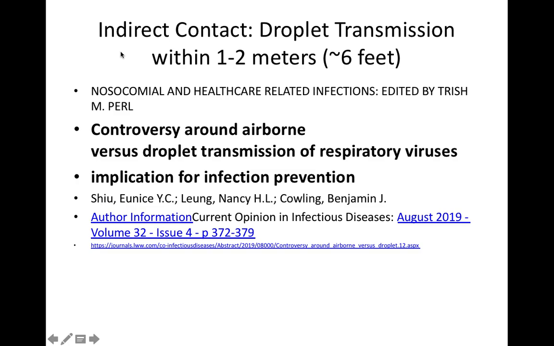So again, going back to the indirect contact droplet transmission. This is when an infected host is within 1 to 2 meters of you, so 3 to 6 feet, and the infected host coughs or sneezes, or when they're talking, they have little drops of spit, or if they're singing, and you're within 6 feet, then those droplets land on your mucous membranes, and then you get infected.